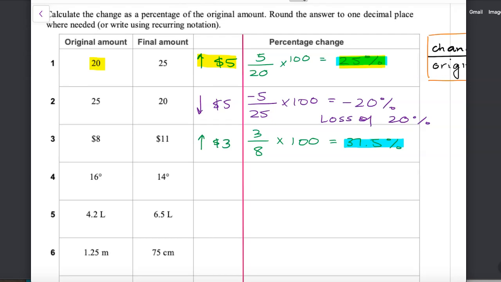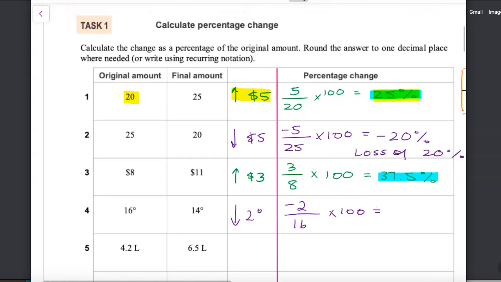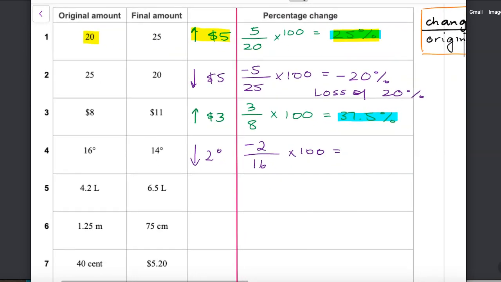In our fourth example, to do with degrees, I started with 16 degrees and we've had a drop of 2 degrees or a decrease of 2 degrees down to 14 degrees. So a change of -2 out of my original 16 degrees as a percentage, well, 2 over 16 is like 1/8. So that's going to be a loss of 12.5% in temperature, or -12.5%.